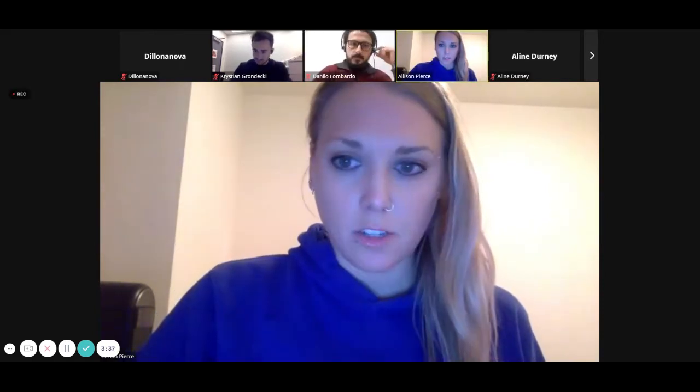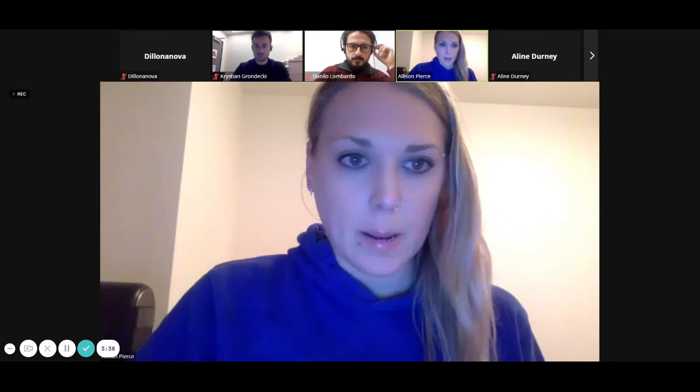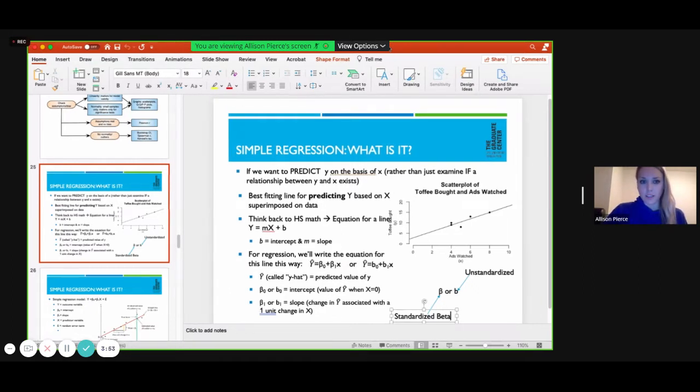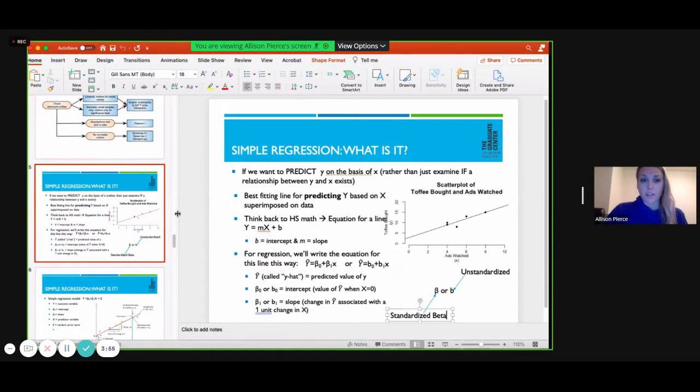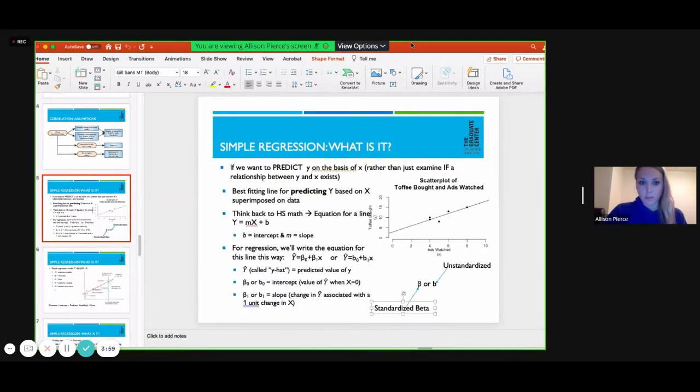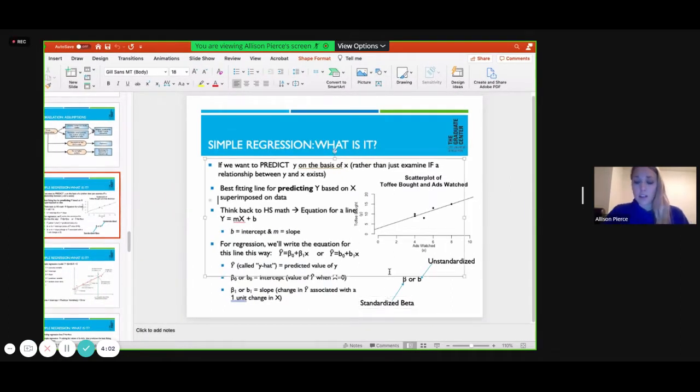All right, so now let's hop into simple regression. So correlation is essentially telling us, is there a relationship between these two variables? Are they moving together? Are they covarying together? And what is the strength and the direction of the relationship? But what correlation does not tell us is how to predict anything.